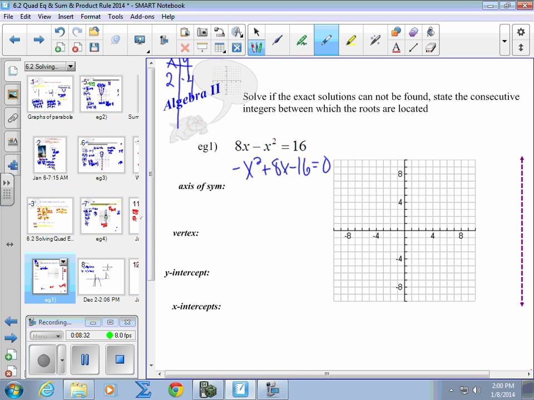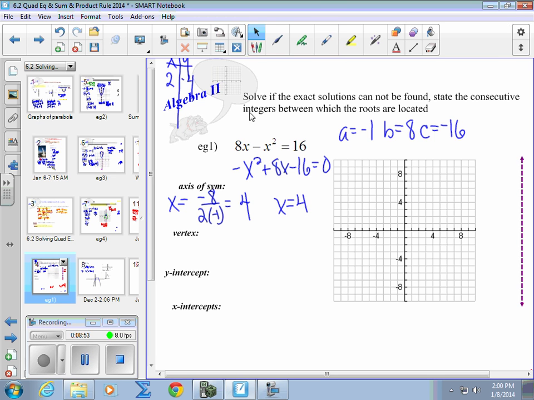Alright, so I know here that a is equal to negative 1, b is equal to 8, and c is equal to negative 16. So the axis of symmetry is x is equal to negative 8 divided by 2 times negative 1, so it's equal to 4. So x is equal to 4 is the axis of symmetry, so I'm going to draw a line on 4.